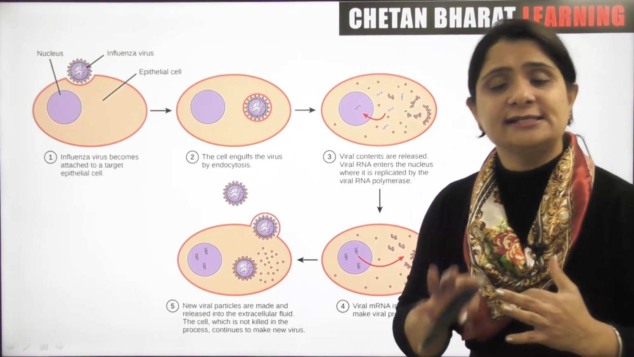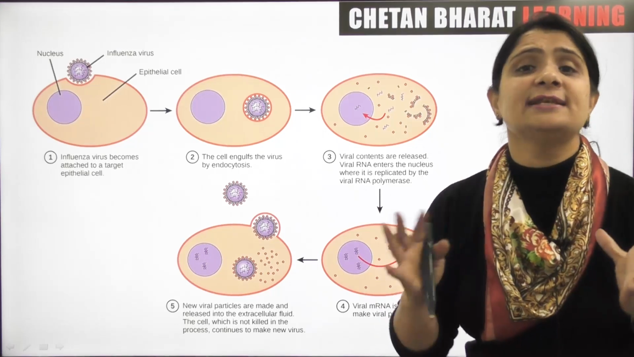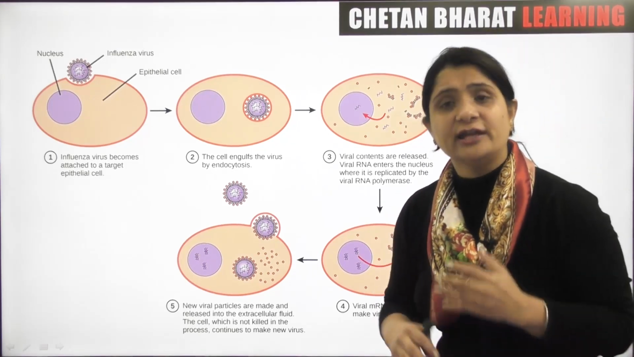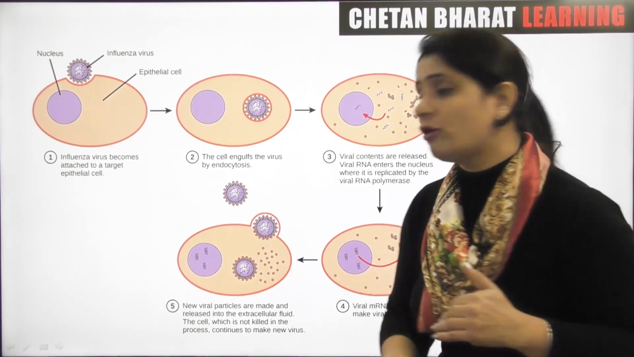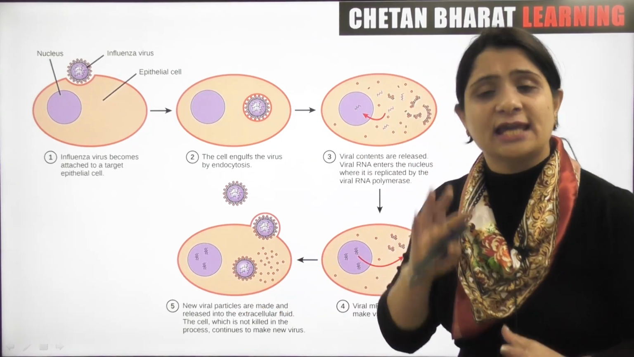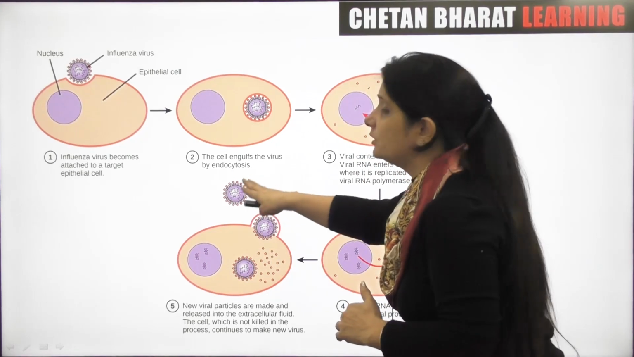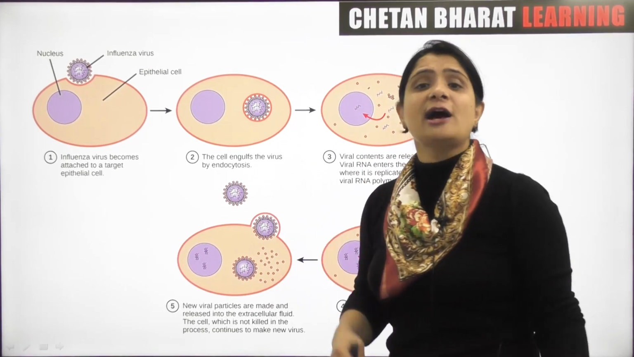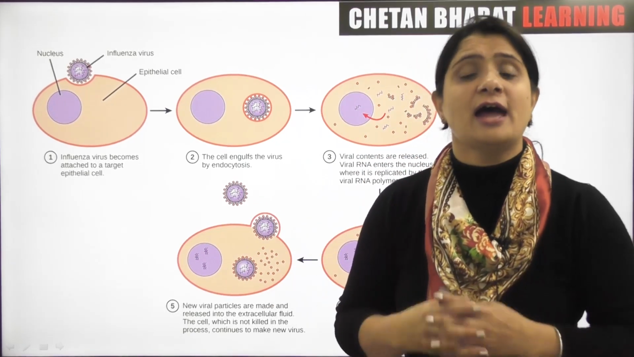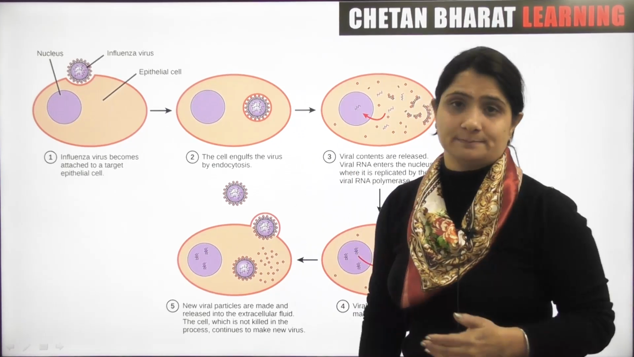So now this very cell in which the virus has already entered acts like a factory for the production of more virus particles. This cell keeps on living and it becomes a factory for the production of further viruses. And that's how the infection is aggravated and it causes severe damage to the pulmonary system.